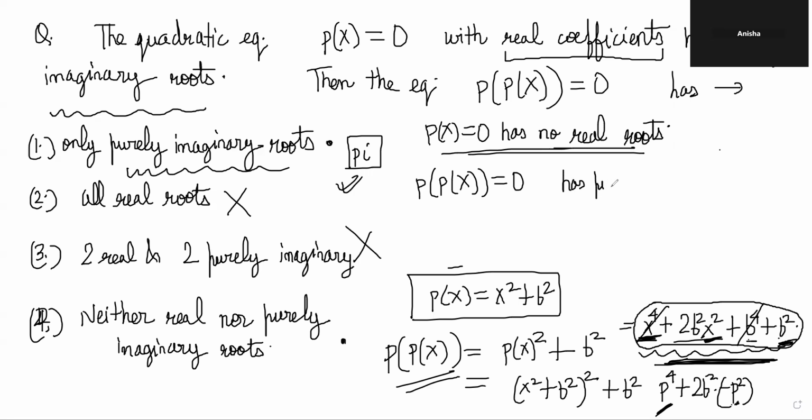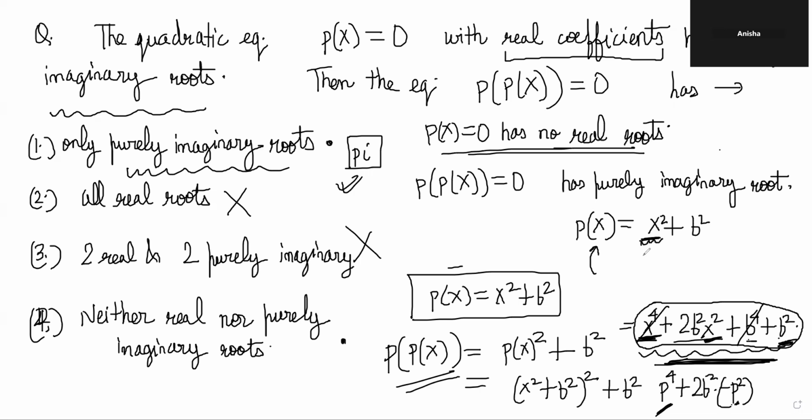Has purely imaginary root, right? So if some purely imaginary root is there, then what is the value of p of x if you put x as some purely imaginary number? Think about it. If you put x as purely imaginary, p of x is going to be the square of that plus b square, right? Think of putting a purely imaginary number inside it.